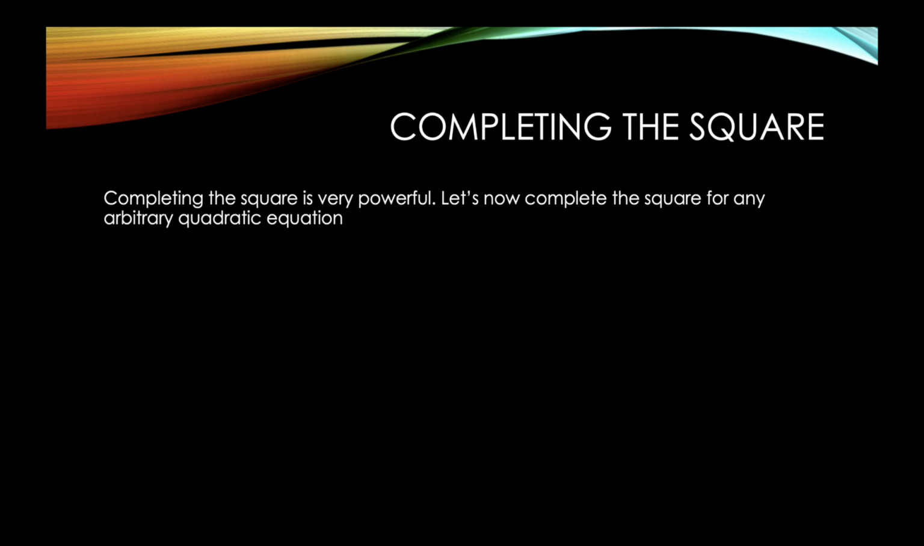Okay. This means that you can actually complete the square for any arbitrary quadratic equation. Now let's take ax squared plus bx plus c is equal to 0. First you can divide through by a, the quadratic coefficient, and you get x squared plus b divided by a times x plus c divided by a. We can actually complete the square with this.